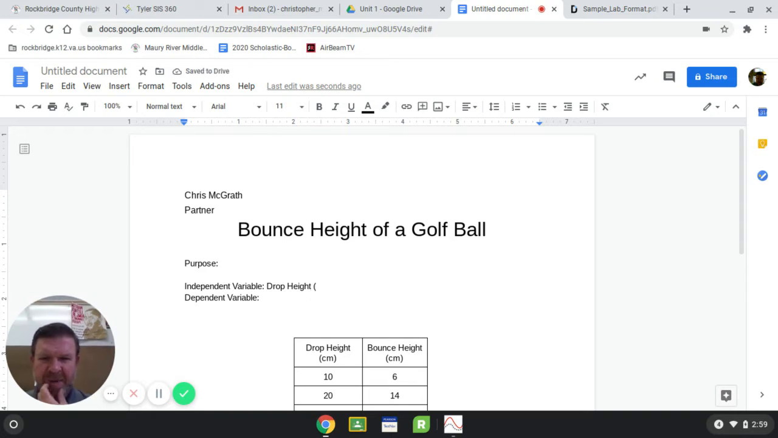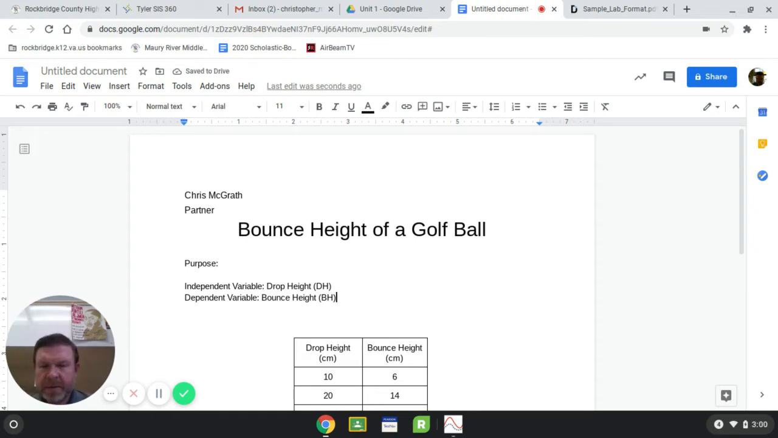And from here on, I might sometimes abbreviate that, DH for drop height. So we'll see. That could come in handy. And then the thing that was changing because I was changing the drop height, well, that was the bounce height.